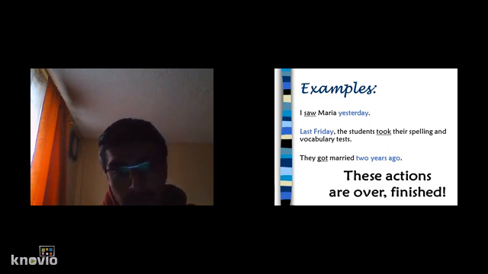Some examples we have here. I saw Maria yesterday. Yesterday is a keyword to demonstrate a simple past. Last Friday, the students took their spelling and vocabulary test. They got married 2 years ago. So we are using here verbs and actions that are finished, that are over.